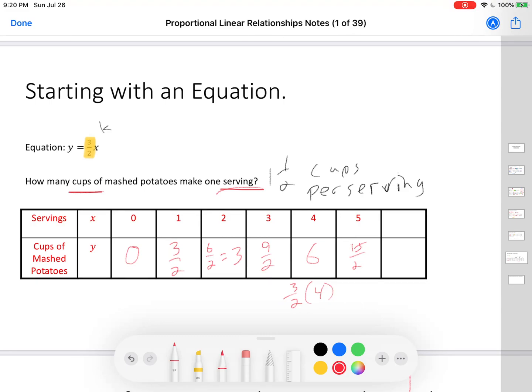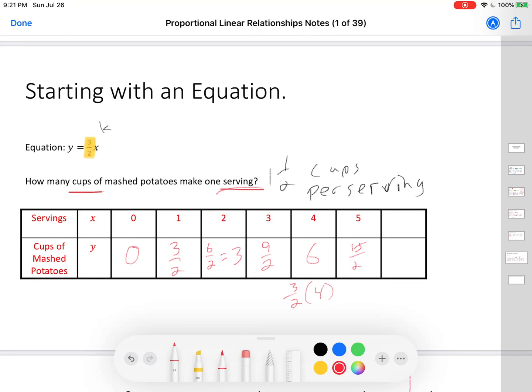Fill in the table by multiplying each number by that. 1 times 3 halves, 2 times 3 halves, 3 times 3 halves, 4 times 3 halves, 5 times 3 halves. You know how to multiply fractions by whole numbers. I taught you how to do that earlier.